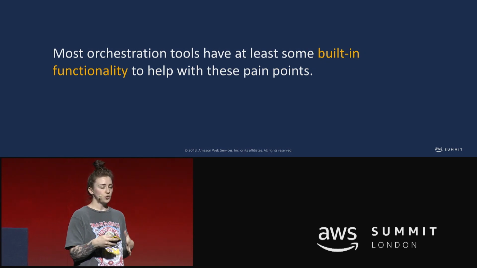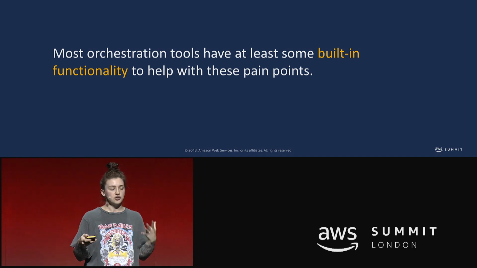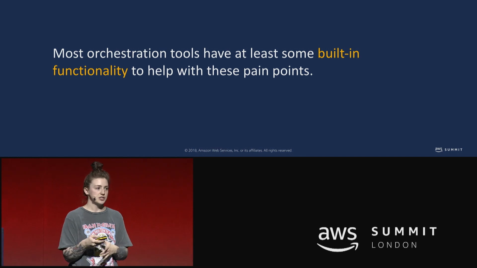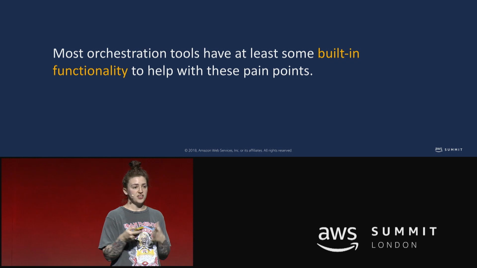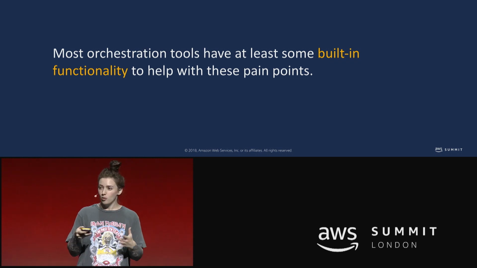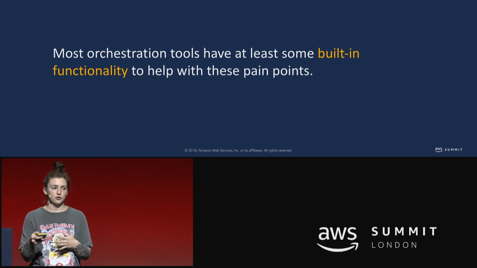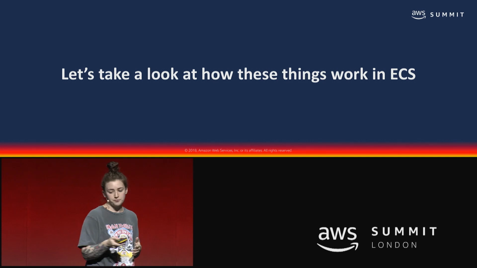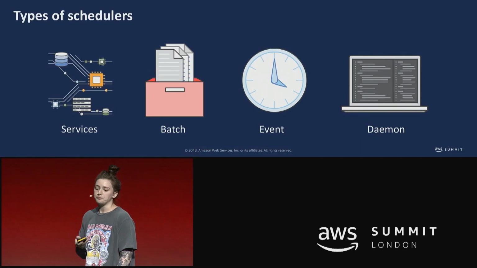Most orchestration tools have at least some level of built-ins to help you manage these things, but we have to do some of it ourselves. And in a lot of cases, we want to do some of these ourselves, because when you build an orchestration tool, you build for like the 85%. So the default is pretty good for almost everyone, but it's not always the best if you think you could optimize or if your use case is a little different. So we can tweak some of these things ourselves. Let's take a look at how some of these things work in ECS.